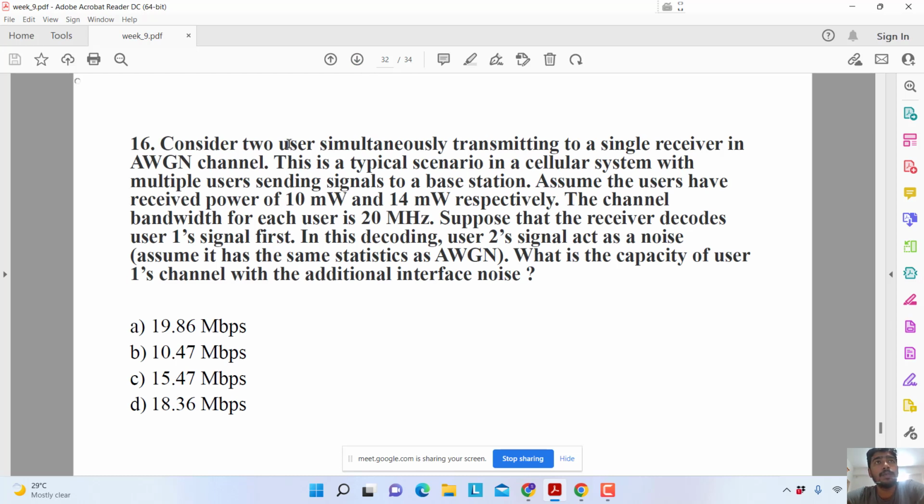Question number 16 is: consider two users simultaneously transmitting to a single receiver in an AWGN channel. This is a typical scenario in a cellular system with multiple users sending signals to a base station. Assume that the users have received power of 10 milliwatts and 14 milliwatts respectively. The channel bandwidth of each user is 20 megahertz. Suppose that the receiver decodes user 1's signal first. In the decoding, user 2's signal acts as noise. Assume it has the same statistics as AWGN. What is the capacity of user 1's channel with the additional interference noise? Basically, in this question, we have to calculate the capacity of user 1. So please try this.